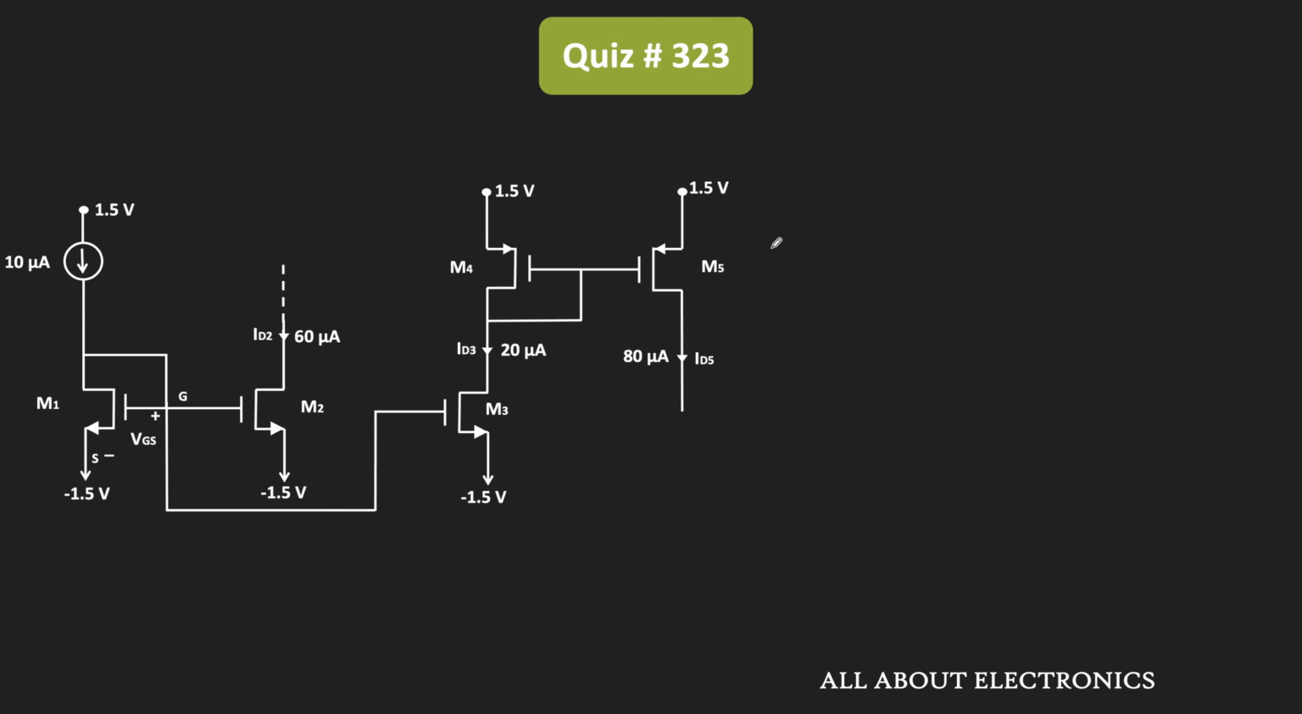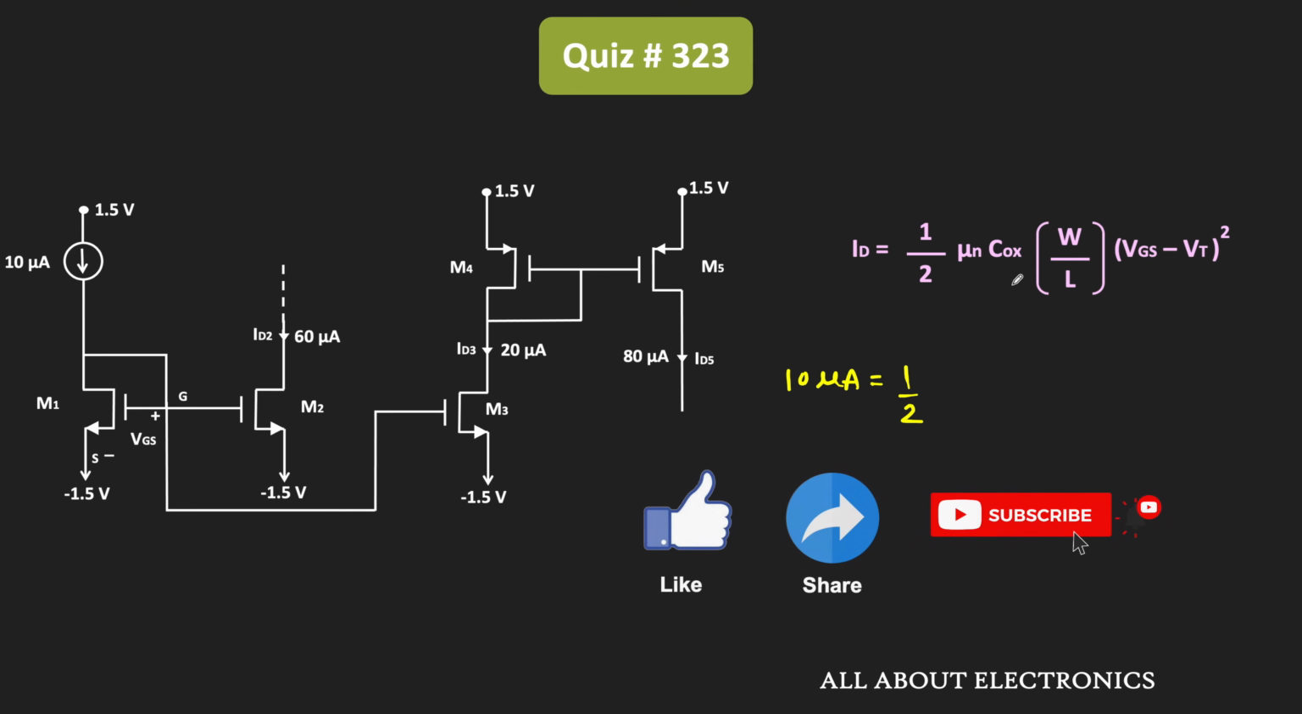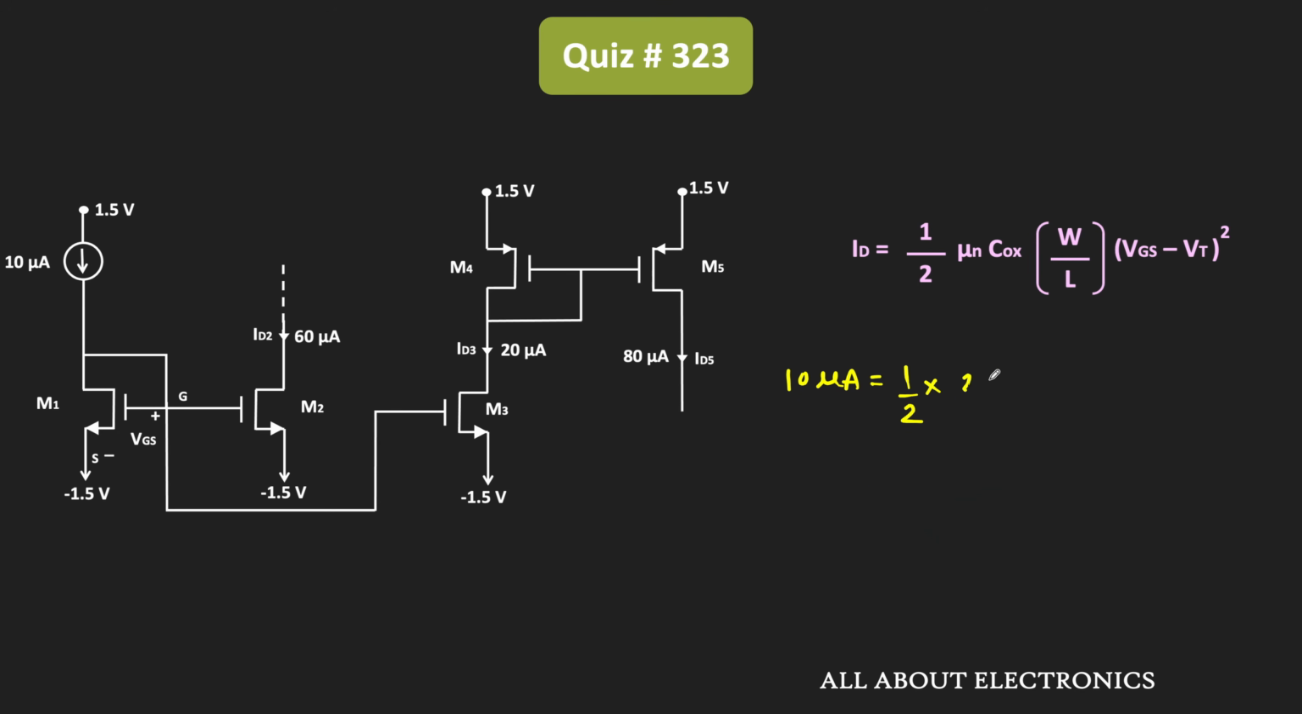We know that in saturation, the drain current ID can be given as half times mu(n) times COX times W by L times VGS minus VT whole square. For this transistor M1, the drain current will be equal to the reference current. That means 10 microampere is equal to half times mu(n) times COX, that is equal to 200 microampere per volt square, times W by L times V overdrive square. Now we have been given that the length of each transistor is equal to 1 micron.